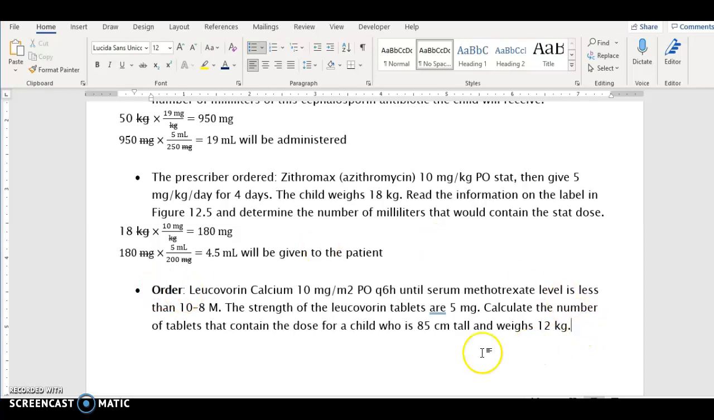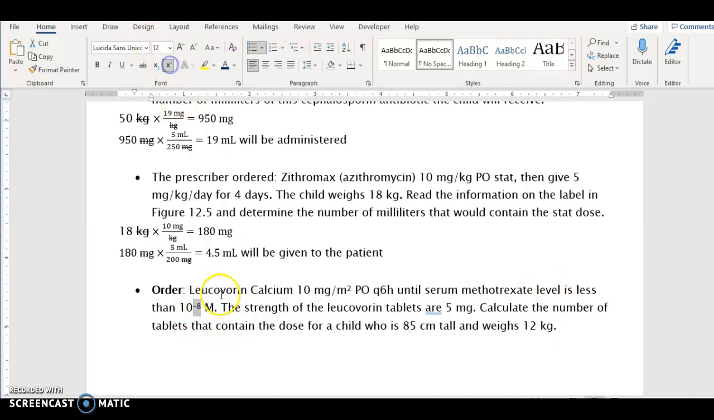Okay, so we have an order for this drug. 10 milligrams per meter squared by mouth every 6 hours, until the serum methotrexate level, hopefully I said that correctly, is less than 10 to the negative 8 M. Whatever that means.